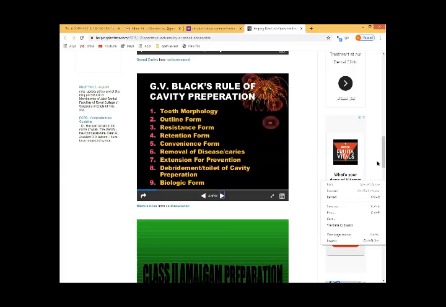So by designing this, we are saving this buccal ridge and lingual ridge, and we are sacrificing the mesial marginal ridge or the distal marginal ridge because we cannot approach up to this.